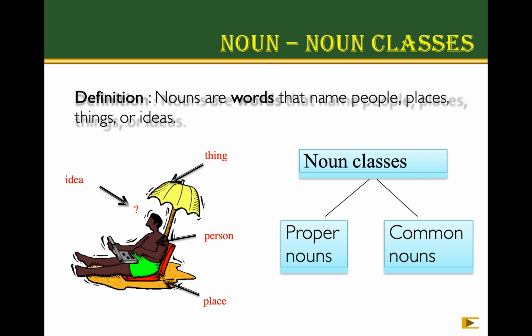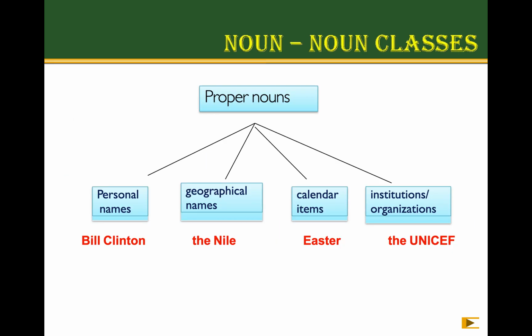So let's define nouns. Nouns are words that name people, places, things, or ideas. We have two kinds of nouns, proper nouns and common nouns. Proper nouns are the nouns of persons, geographical names, calendar items, institutions, celebrations, all the nouns that usually are capitalized.